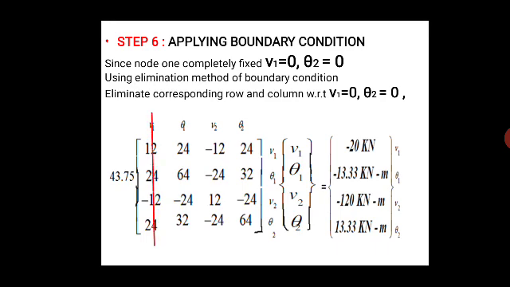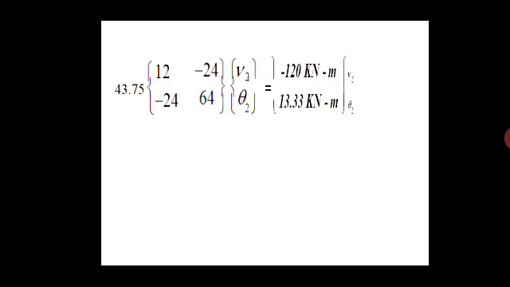So since node 1 is fixed, we will be considering the first row and first column. First row and first column should be eliminated. Along with that one, since the angular displacement theta 1 is also 0, the second row and second column should also be eliminated, and the remaining is only these rows: 12, minus 24, minus 24, 64. On reduction of the matrix we have 43.75 into 12, minus 24, minus 24, 64, times V2, theta 2.